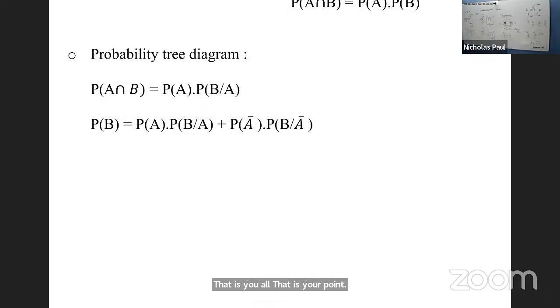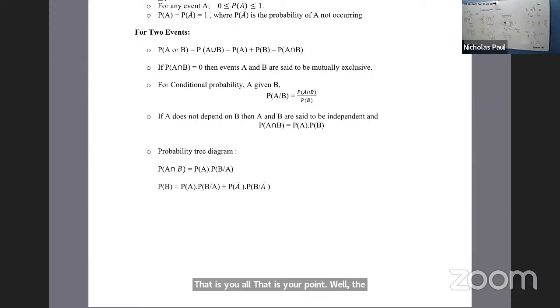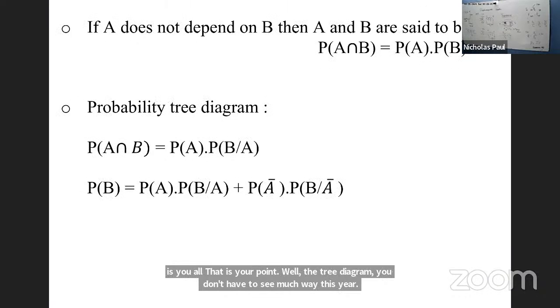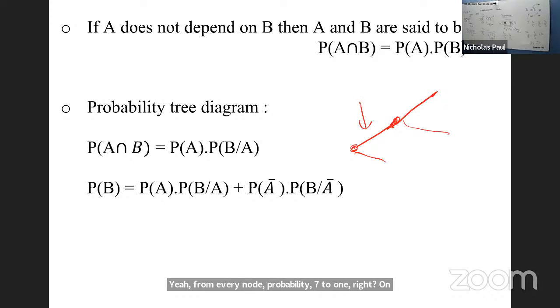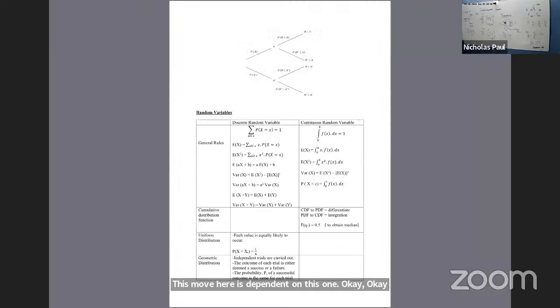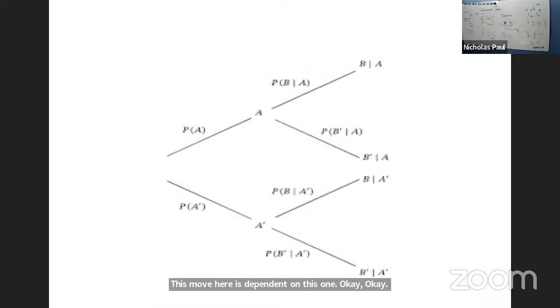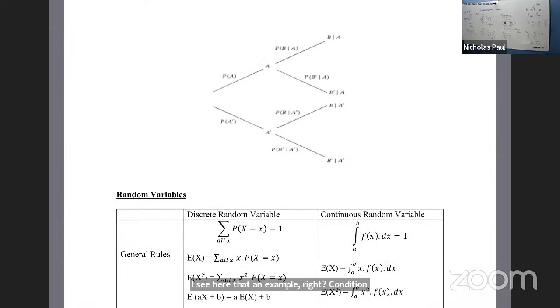Probability tree diagram, you don't really see much, but if you see it, you have to remember that from every node, the probabilities sum to 1, right? And this node here is dependent on the first node. This node here is dependent on this one. Okay? So the probability tree diagram is a conditional tree diagram. Every other branch is dependent on the other. Right? So here's an example, conditional. You do have many questions on it, but let's do them all one time, right?